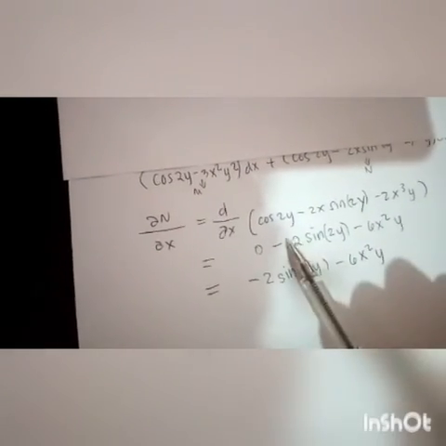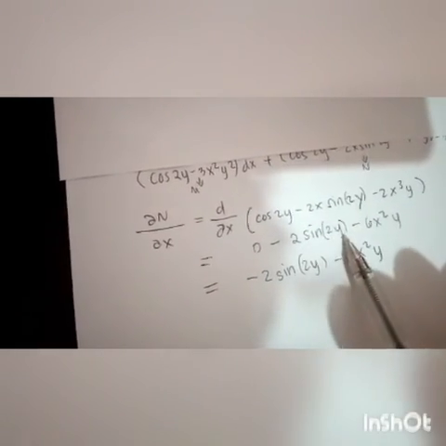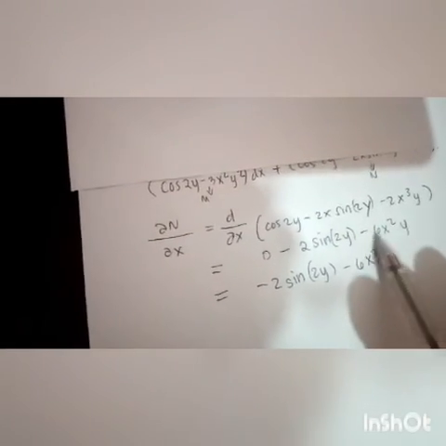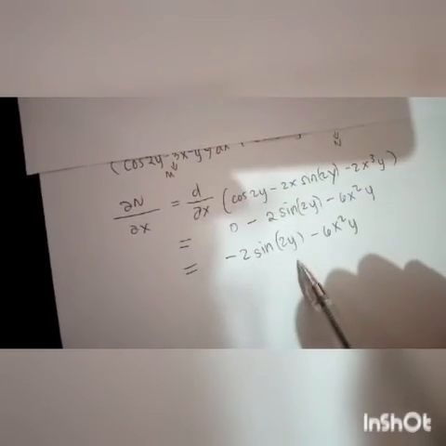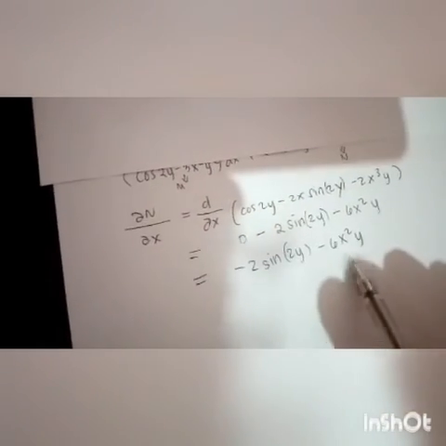The derivative of cos 2y with respect to x is 0. Then 2x sin 2y will become minus 2 sin 2y, and here 6x squared y. So this will become negative 2 sin 2y minus 6x squared y. As you can see, it is the same answer. So this is an exact equation.